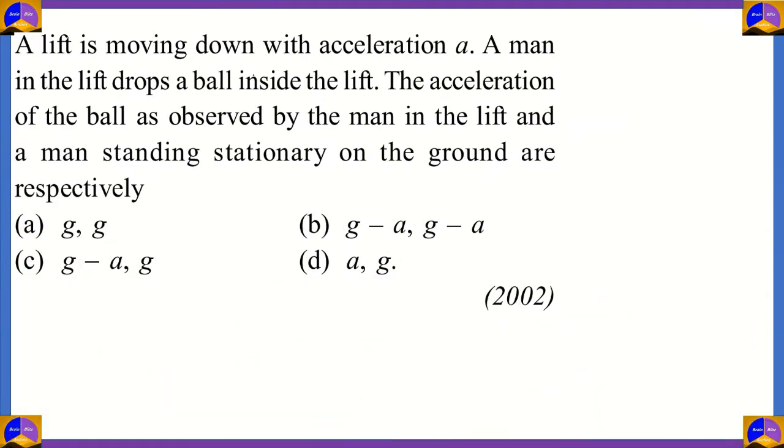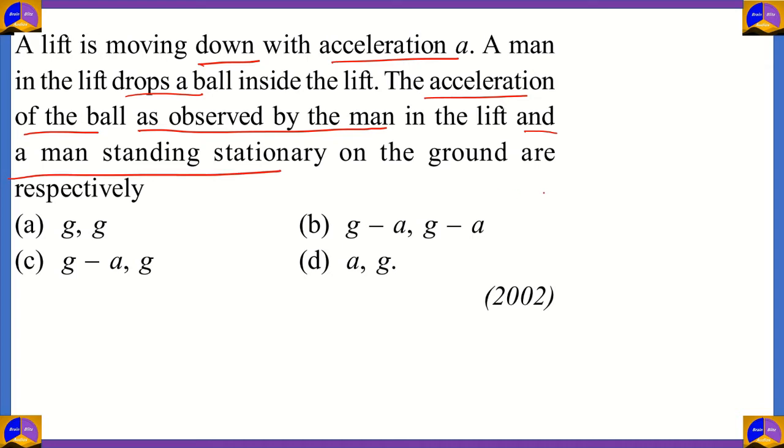A lift is moving down with an acceleration A. A man in the lift drops a ball inside the lift. The acceleration of the ball as observed by the man in the lift and a man standing stationary on the ground are respectively: G, G minus A; G minus A, G minus A; G minus A, G. These are the four options.